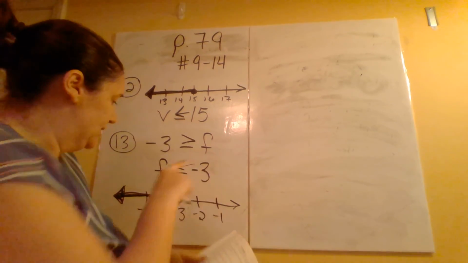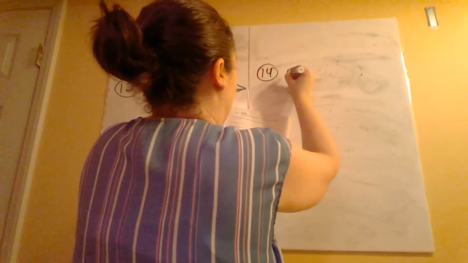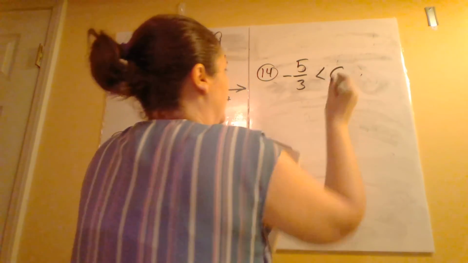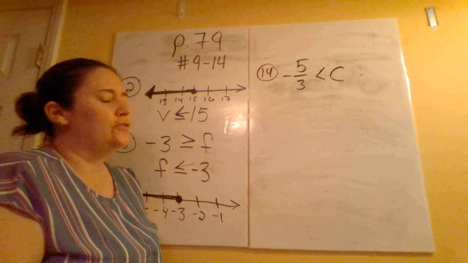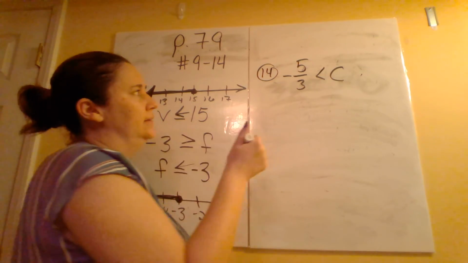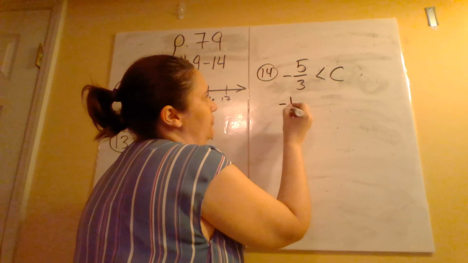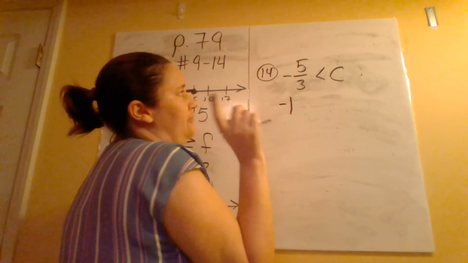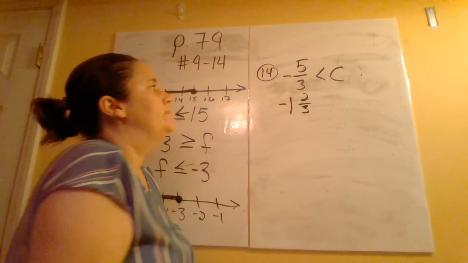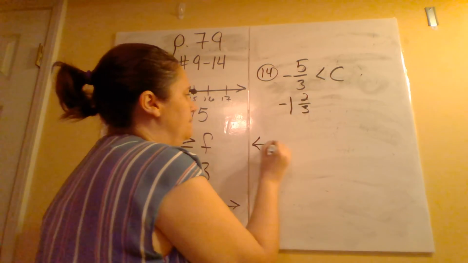The last one is the same as this one, and it involves a fraction. So let's do number 14 together. -5/3 is less than c. First, I'm going to make this a mixed number because I think I might understand that a little bit better. -5/3 would be -1, 3 goes into 5 one time with a remainder of 2, so -1 2/3. All right, so let's draw our number line.